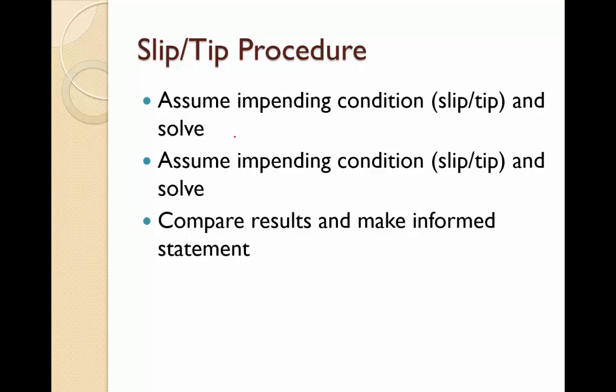There's basically two types of problems I can discuss using impending motion. The first one is slip and tip. So say we've got a large crate standing upright and we're trying to push on it, and the question is, is it going to slip or is it going to tip? In this case, we assume one condition, either slip or tip, and solve. Then we assume the other condition, which would be the opposite of what we assumed in the first case, and solve that. And then we compare those results and make an informed statement. It doesn't really matter which one you assume first, just that you do them both and then compare the results. Whichever one is smaller will occur first, because it would take less force to get that to occur.